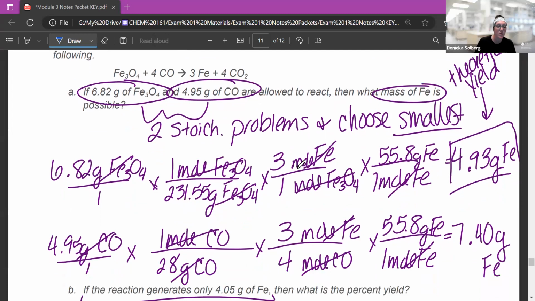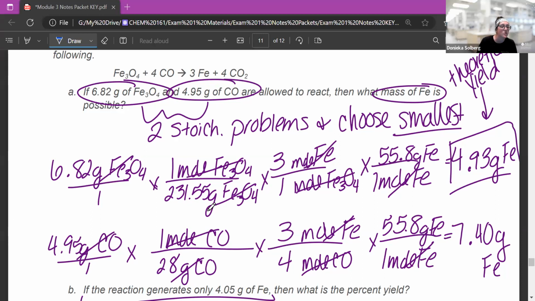So I would do 1 stoichiometry problem where I start with 6.82 grams of this Fe3O4. So that's this one. And another stoichiometry problem where I start with 4.95 grams of CO. Now, if you just pick one and go with it, you're going to lose points and you're probably going to get the wrong answer usually, because you have to check both to see whichever one is your actual limiting reactant. Okay, I gave you random amounts. You're probably going to run out of one. I did not give you the exact amounts you need of both.